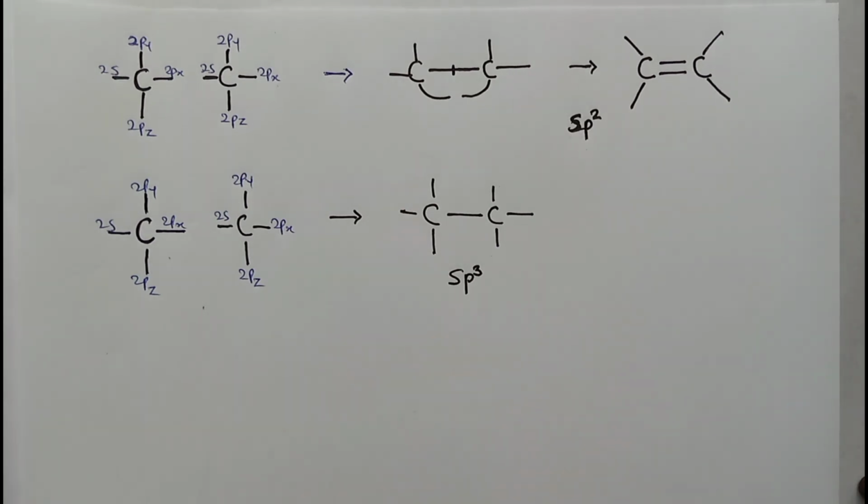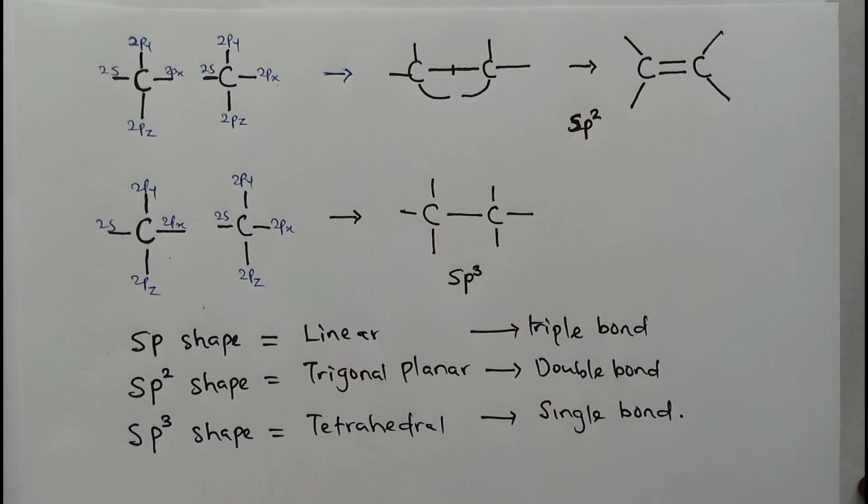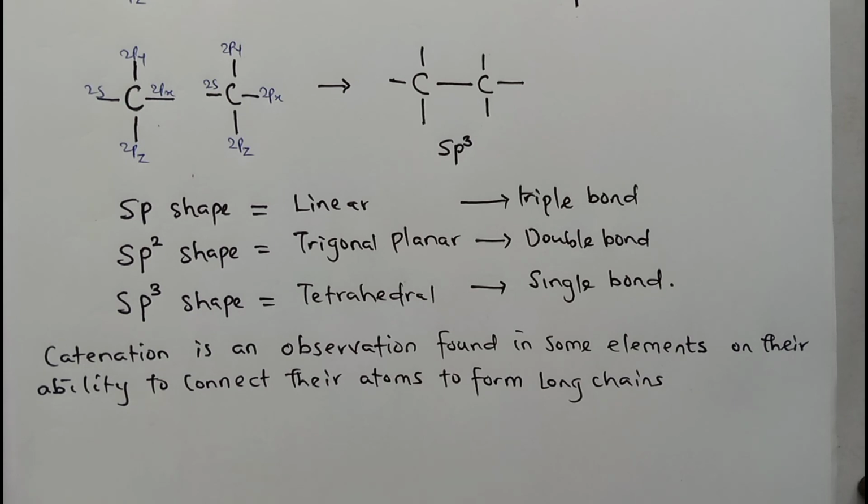We are done with the hybridization, and I believe that you can actually explain it. The first one, the sp, will give us a linear shape. The sp2 will give us trigonal planar, and the sp3 will give us tetrahedral. And this existence of carbon bonding with carbon is what we call catenation. This catenation is said to be an observation found in some elements on their ability to connect their atoms together to form long chains. We can see it in silicon, we can actually see it in carbon, but that of carbon is stronger because carbon has a smaller atom compared to silicon. Therefore, we have it more in carbon.